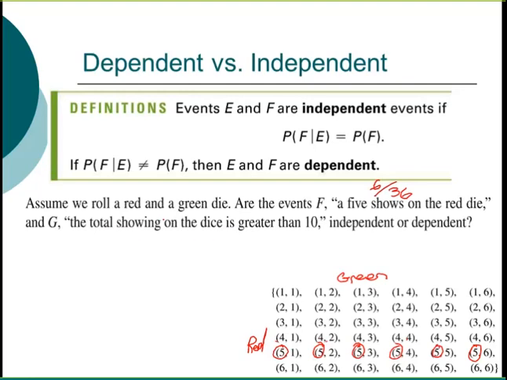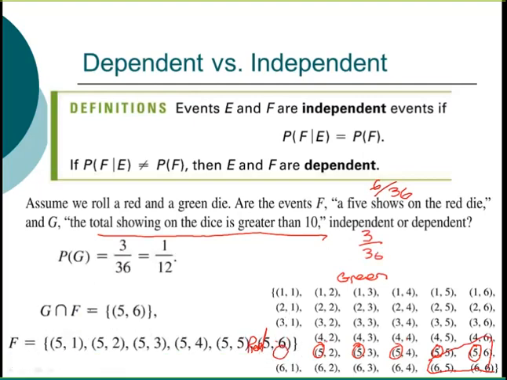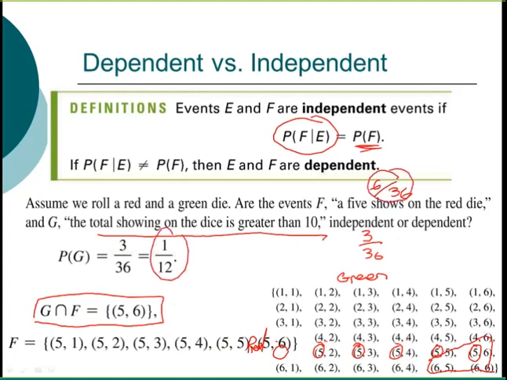And then the next one says the total showing on the dice is greater than 10. Well, total showing greater than 10, that's only 11s and 12. There's only 3 ways for that to happen out of 36, so 3 out of 36. So our question is then, what's the intersection? Because what we need to do is the formula for probability of F given E to see if it's equal to probability of F.